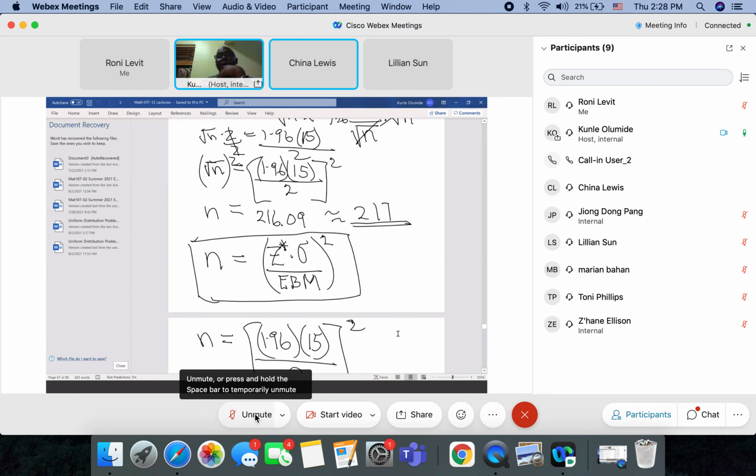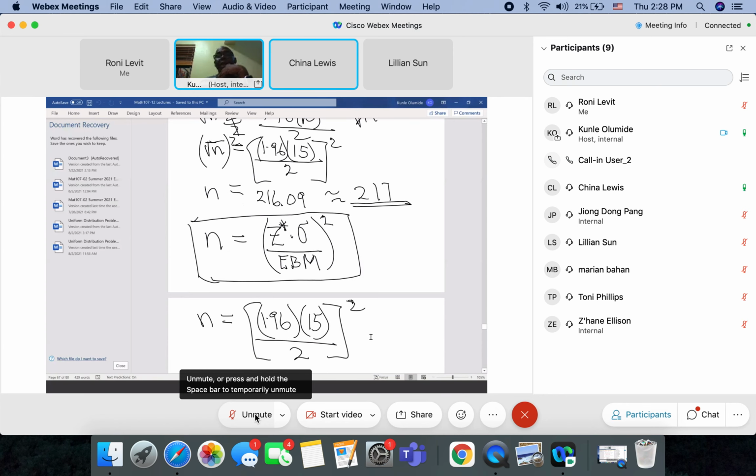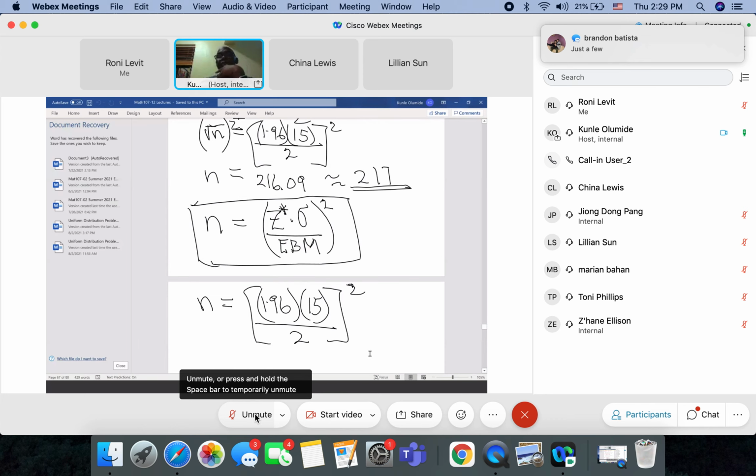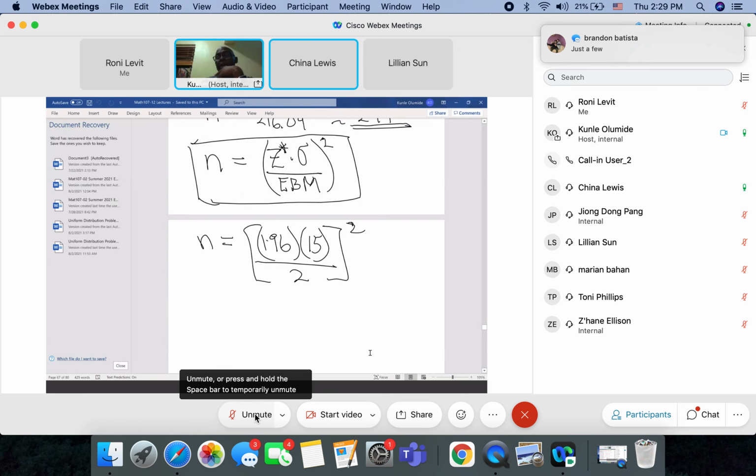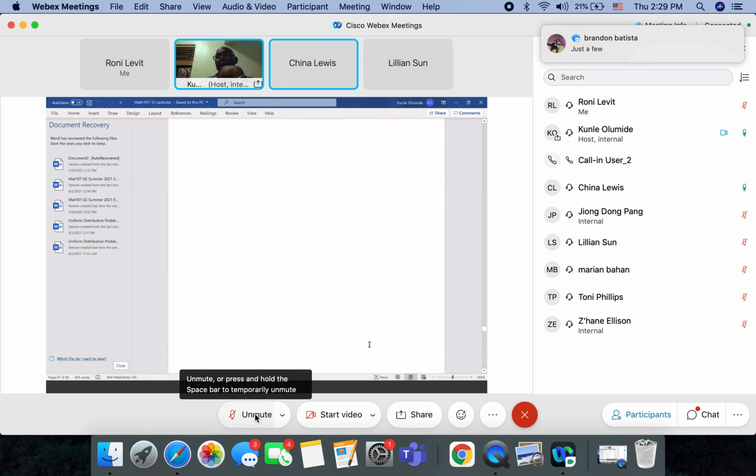Look at it again right below that, below the box. If your Z star is 1.96, sigma is 15, EBM is 2, everything squared. Okay? Any questions?